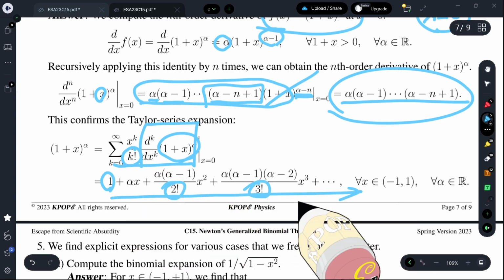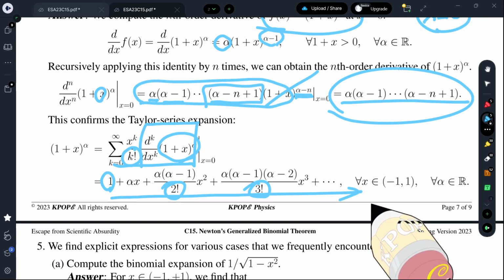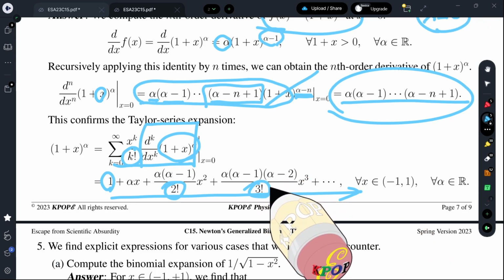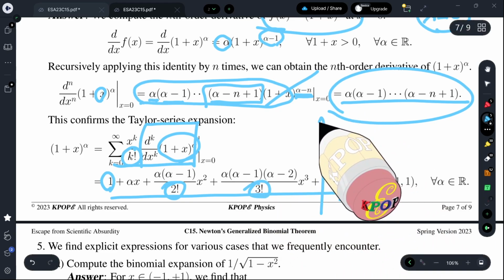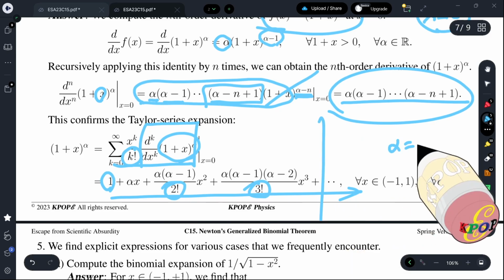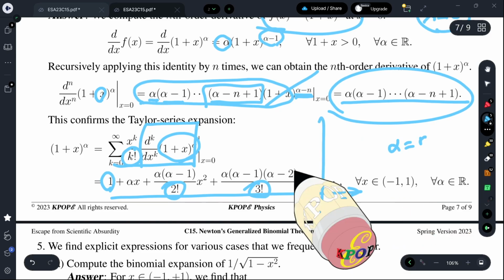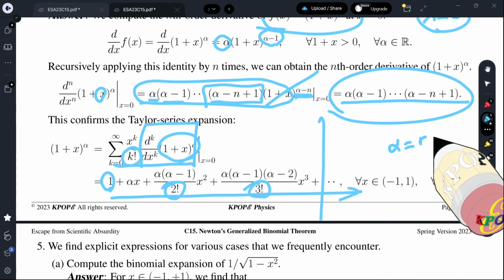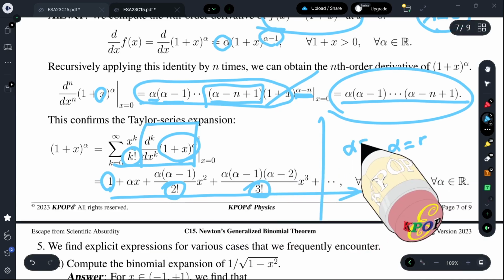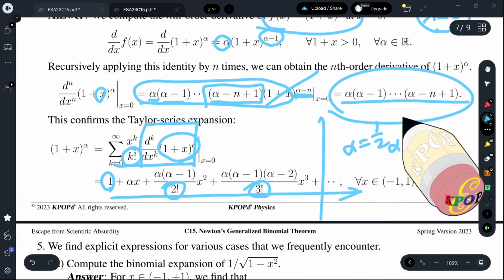And this expression does not terminate unless alpha is a positive integer. If it is a positive integer, this series terminates at alpha equals some n. However, it is impossible to terminate when alpha is, for example, a half integer or anything else except for a positive integer.